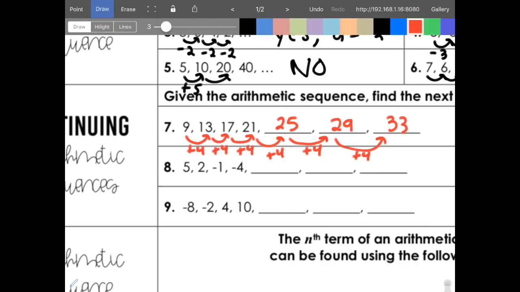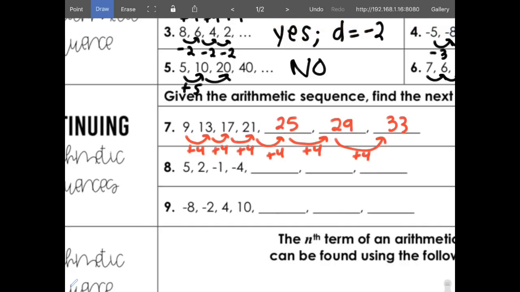Okay, next one. Let's look here. We're subtracting 3 to get to 2, subtracting 3, subtracting 3. So what's negative 4 minus 3? It's going to be a bigger negative number, so we're adding the two numbers and keeping the negative sign. So negative 7. Subtracting 3, we get negative 10. Subtracting 3, negative 13.